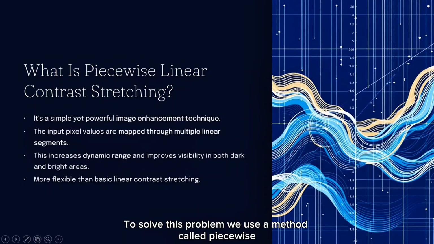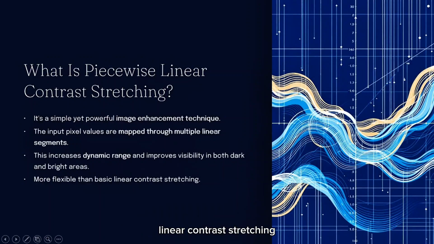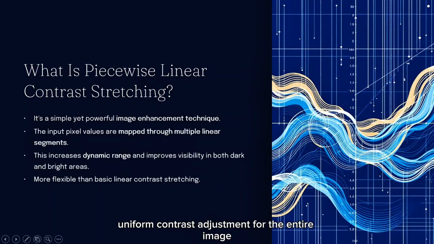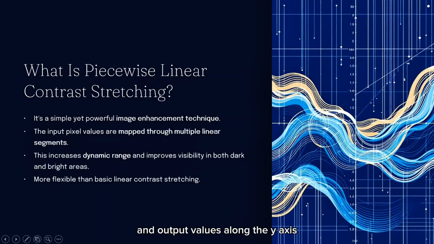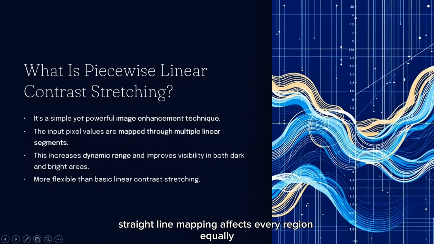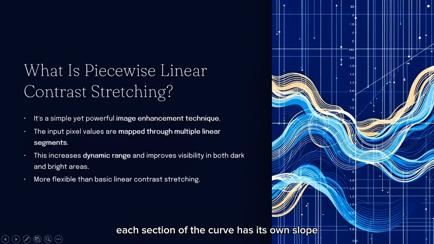To solve this problem, we use a method called Piecewise Linear Contrast Stretching. The idea is straightforward. Instead of using one uniform contrast adjustment for the entire image, we divide the intensity range into smaller segments and apply different linear transformations to each. Imagine plotting input pixel values along the x-axis and output values along the y-axis. A single straight line mapping affects every region equally, but in a piecewise function, each section of the curve has its own slope and intercept.